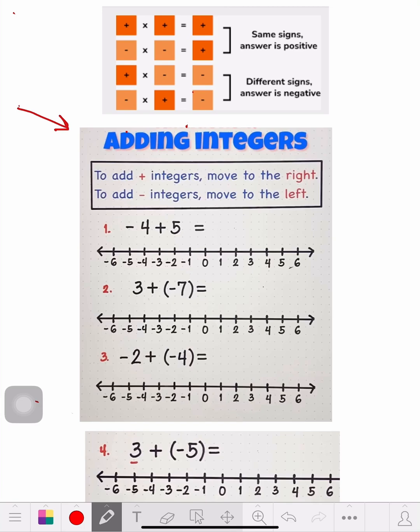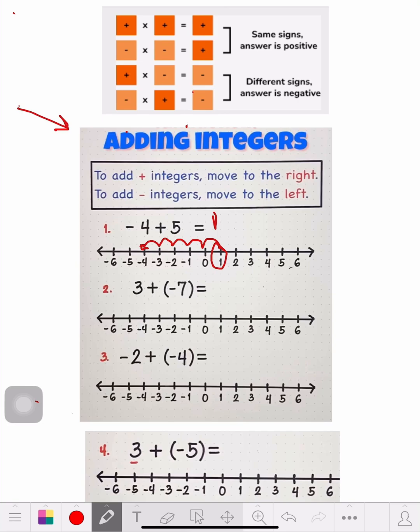So they gave you a number line. So you start on the number line. Let's do the first one. Okay? So the first one, we start with -4. Now it says add positive, you move to the right. So we go 1, 2, 3, 4, 5. So the answer is 1. That's all there was to it, okay?